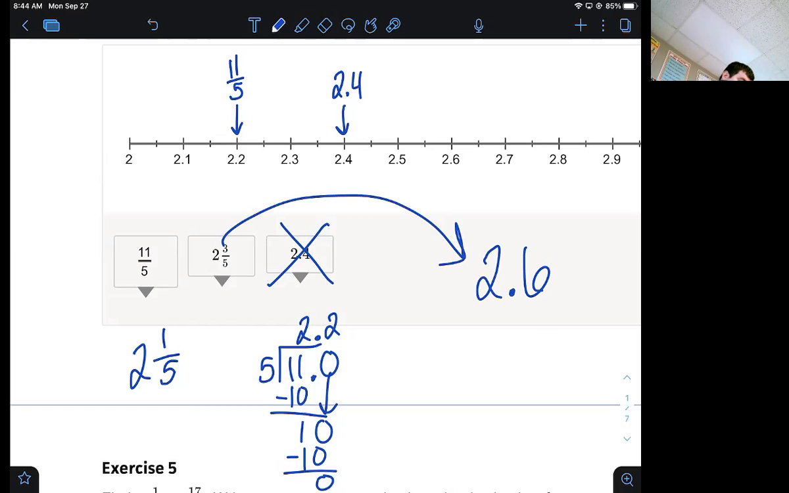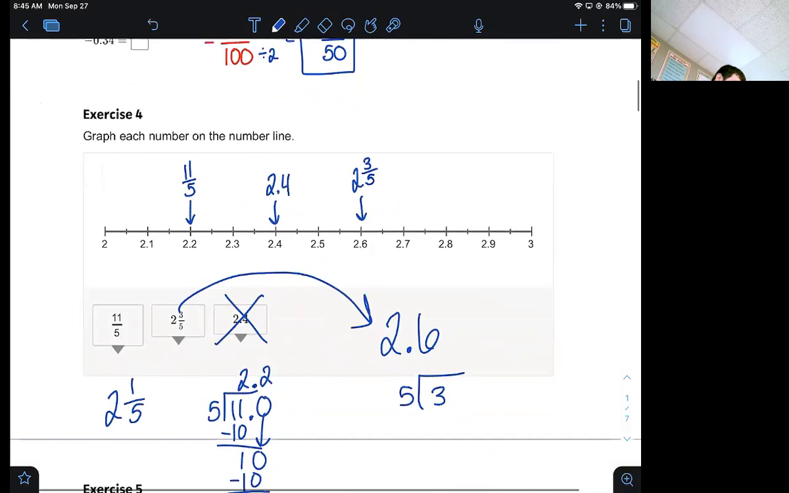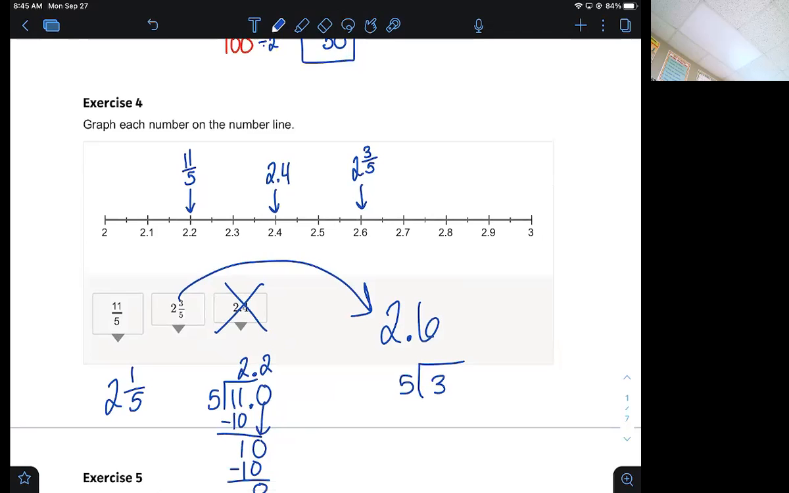But if you don't, you would do top divided by bottom. It's always the top number inside, not the biggest number inside, but the top number. And that's going to give you 0.6. So 2.6 is going to go right there. So we're going to put the 2 3/5 right there. And so now they're arranged on the number lines. 11/5 is the smallest. 2.4 is in the middle, and 2 3/5 is the largest number we have in this list.